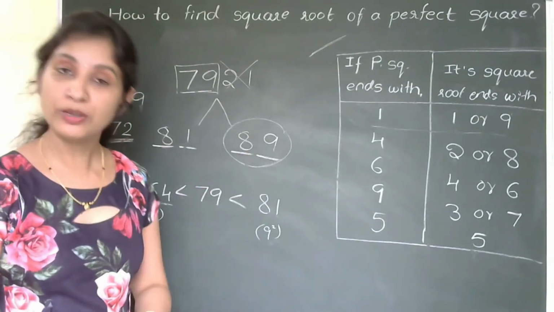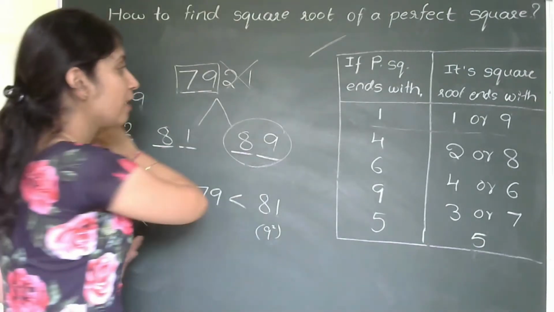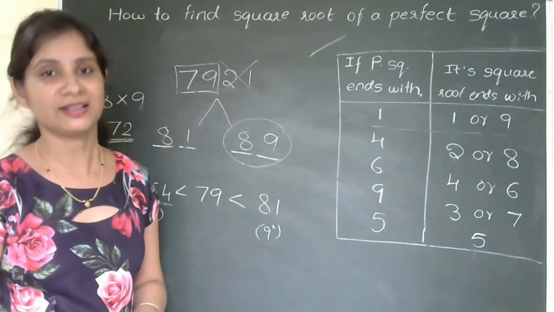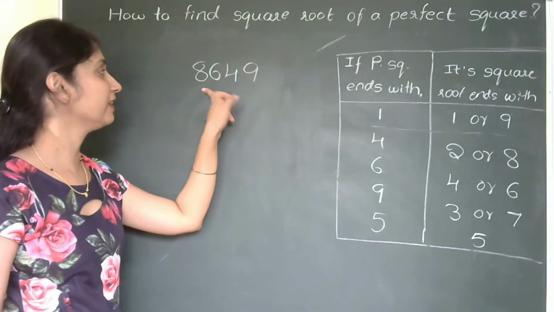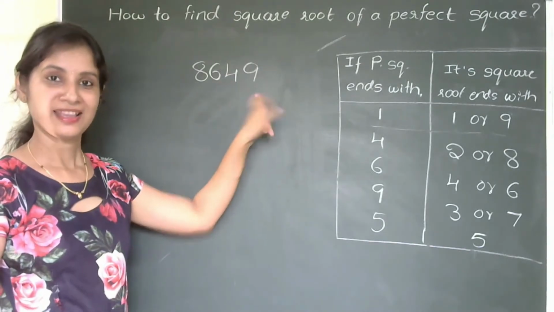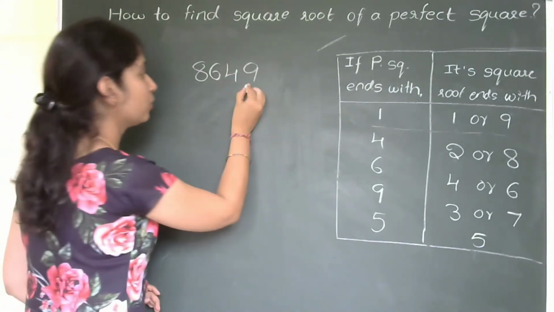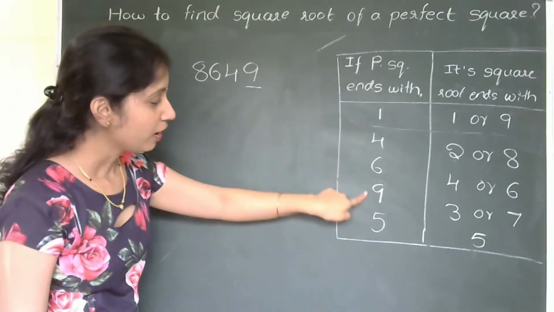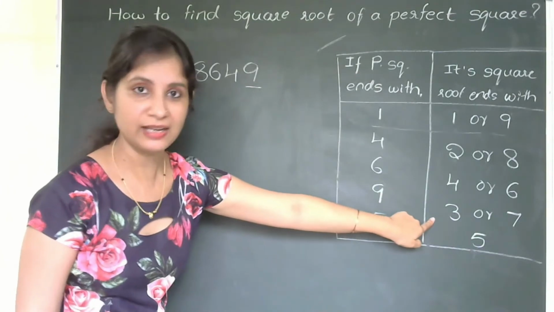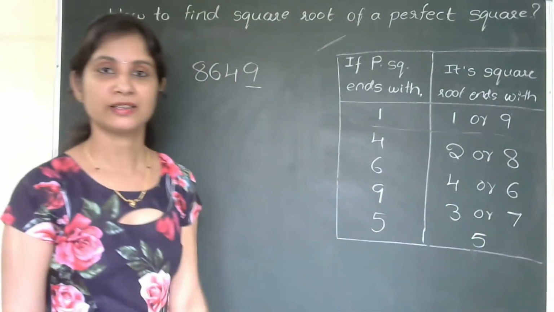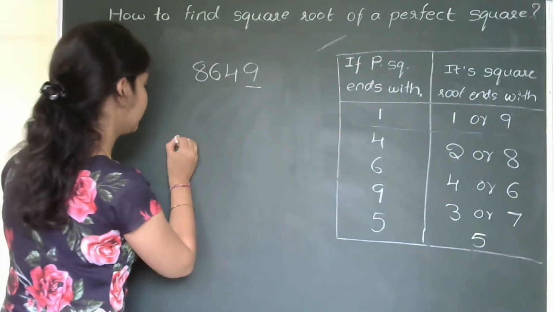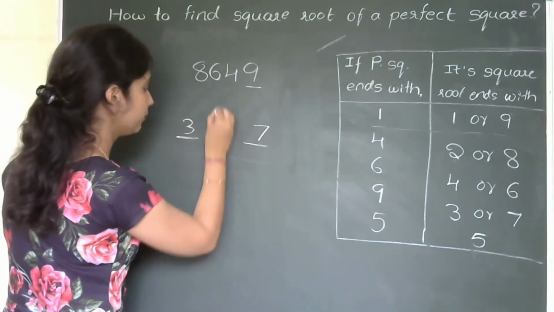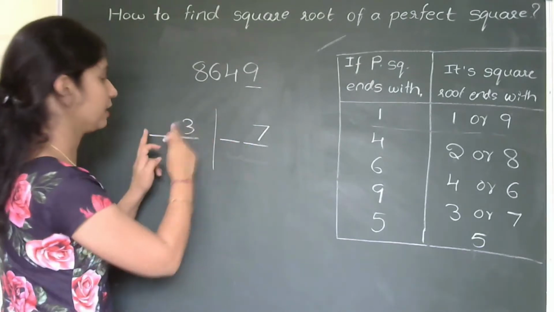We will go for a few more examples, and without doing anything, we will go for writing the answer. I have taken 8649. Now, the first step, go for the unit place. It is ending with 9. So my square root will end with either 3 or 7. So I got 2 options here, right? 7 or 3. I need to find out the tens place also.